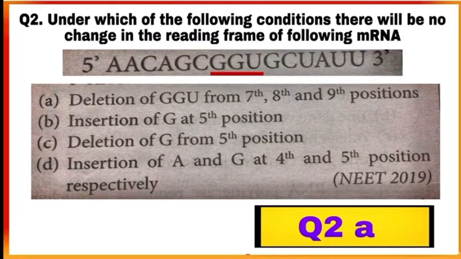But if there is deletion of three bases GGU from 7th, 8th and 9th positions given in option A, it would not cause alteration in the reading frame. Reading frame में कोई change नहीं होगा इस केस में. So option A is the correct answer. Mark A.